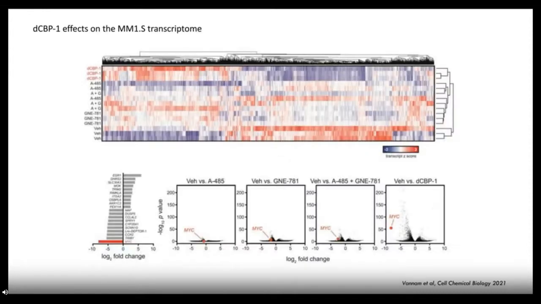By profiling the transcriptome to try and understand how this molecule is working, we can see that DCBP1 treatment has a very distinct effect on the multiple myeloma transcriptome. We find that the gene that is most downregulated, because this is a cell line where the potent immunoglobulin enhancer is translocated to the MYC oncogene, the MYC gene is the most downregulated gene of the entire MM1S transcriptome with DCBP1 treatment. And this MYC downregulation at the transcript level is highly attenuated, if you will, when compared to equimolar doses of either the CAT domain inhibitor or the bromodomain inhibitor, or combinations of the HAT and bromodomain inhibitor.